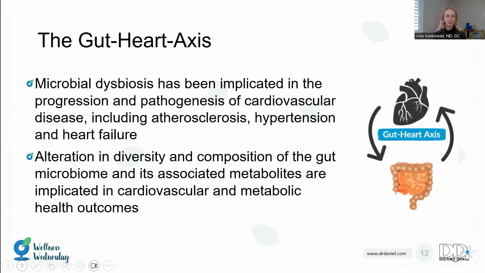Furthermore, the gut-heart axis really does show that there's a connection between microbiome and cardiovascular disease, in addition to the TMAO consideration. Microbial dysbiosis has been implicated in the progression and pathogenesis of cardiovascular disease, including atherosclerosis, hypertension, and heart failure. One of the main factors is going to be alterations in microbiome abundance and diversity. When the gut microbiome veers from that eubiotic, that normal, healthy abundance and diversity, into a dysbiotic gut, that creates the associated metabolites that can contribute to cardiovascular disease and adverse health outcomes.